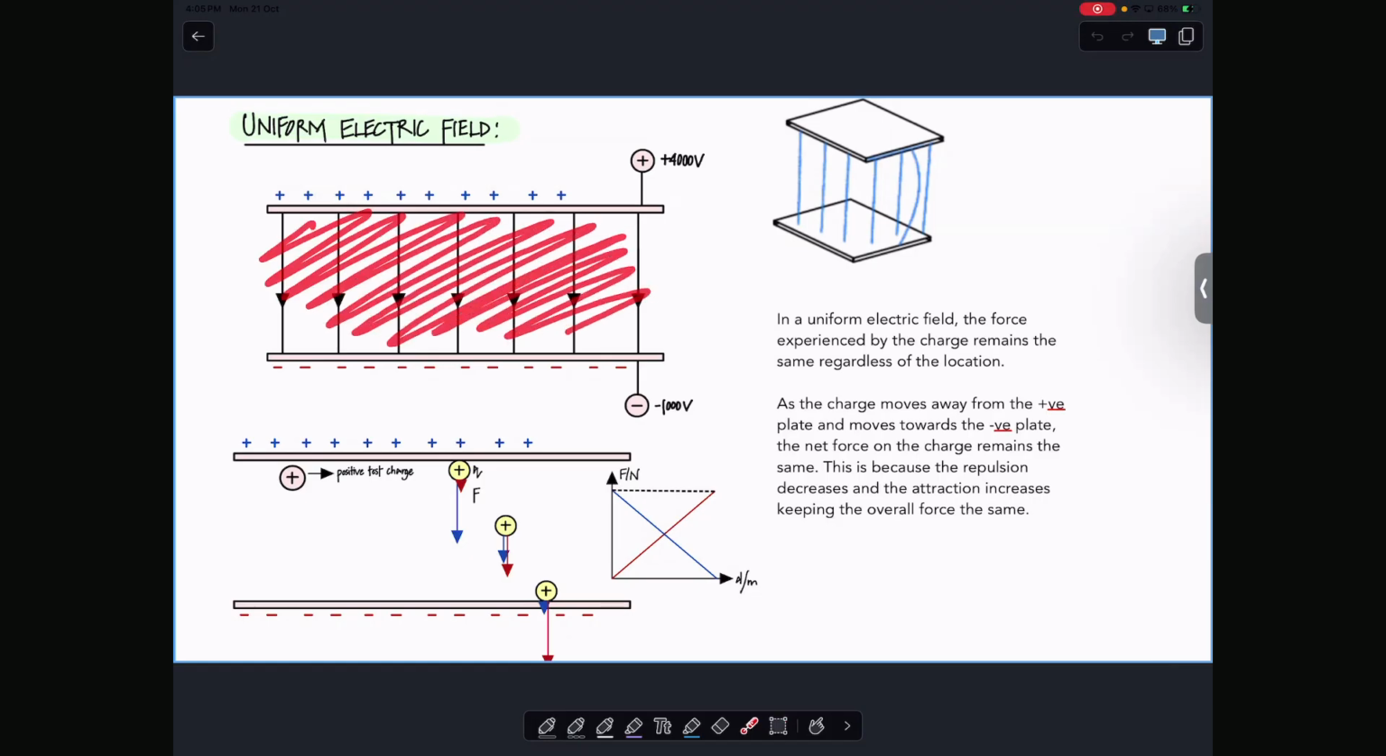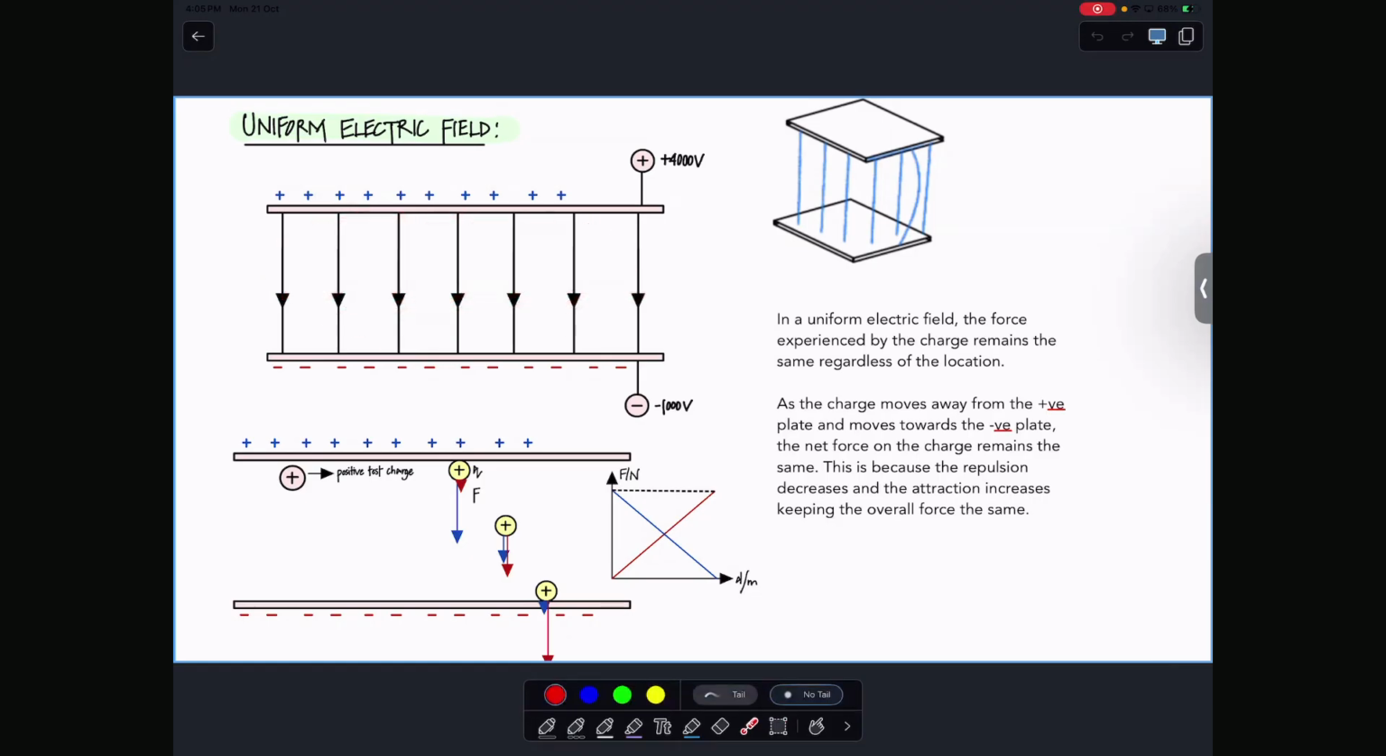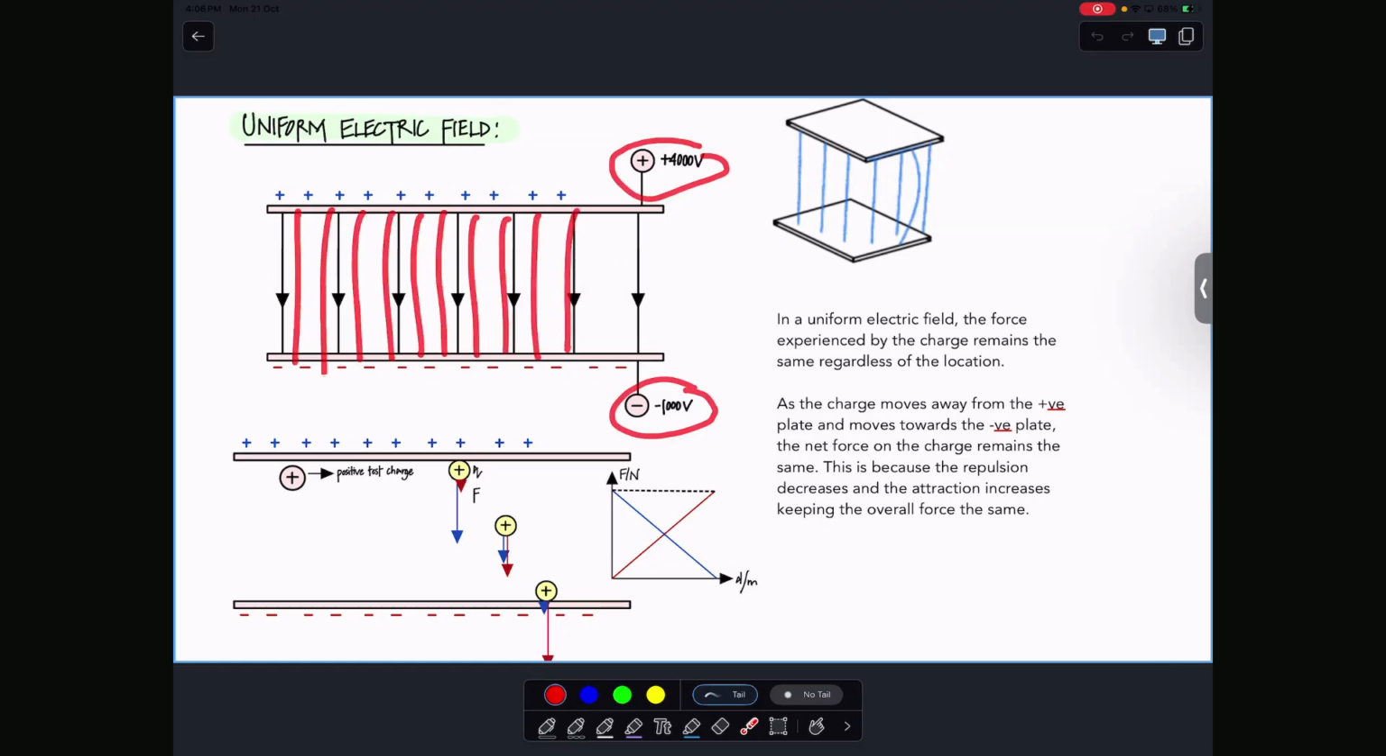experience a constant force. So imagine you release a charge here. Regardless of where the charge is in this field, the force will always be the same. That's called a uniform field. And to generate a uniform field, you need to have two parallel plates, and there must be a potential difference created that will create a field here. So that's what a uniform electric field looks like.